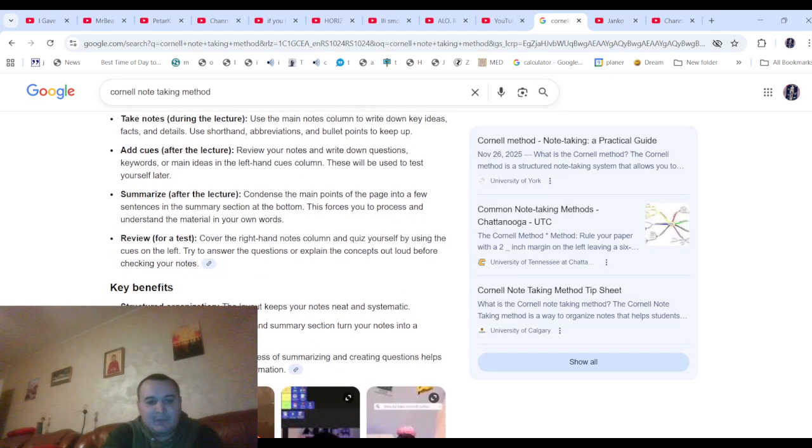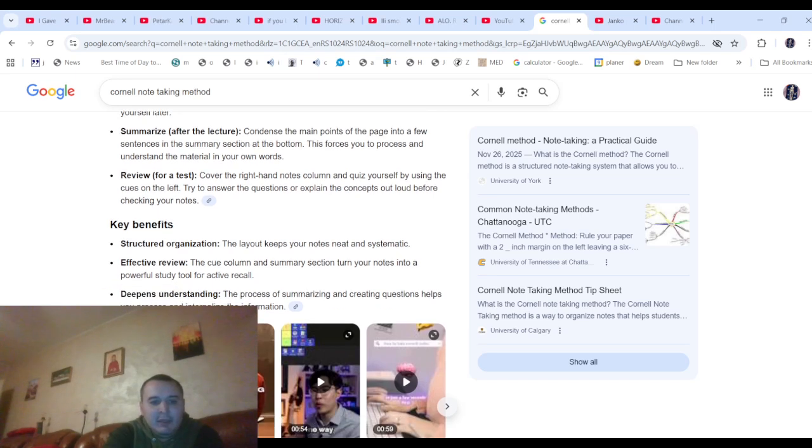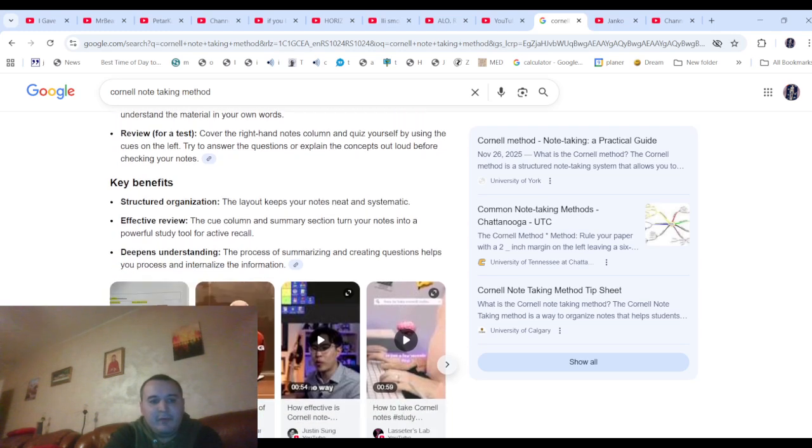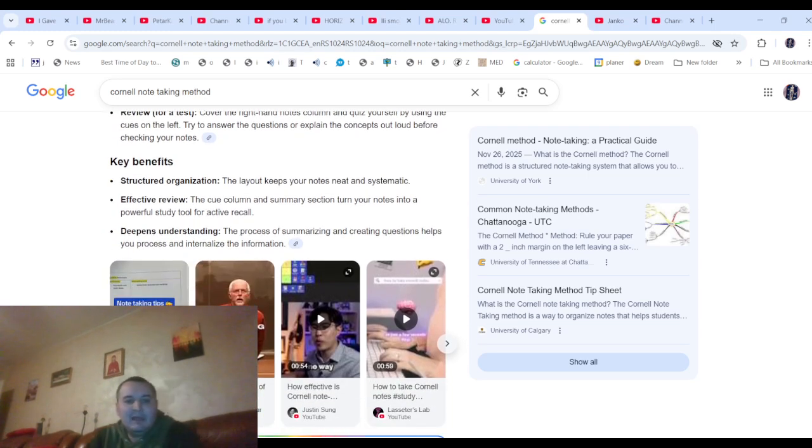Key benefits: structured organization. The layout keeps your notes neat and systematic. Effective review. The cue column and summary section turn your notes into a powerful study tool for active recall. Deepens understanding. The process of summarizing and creating questions helps you process and internalize the information.